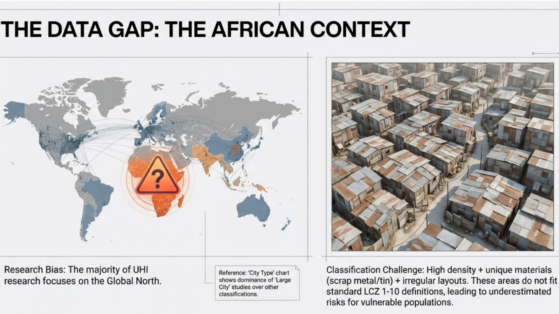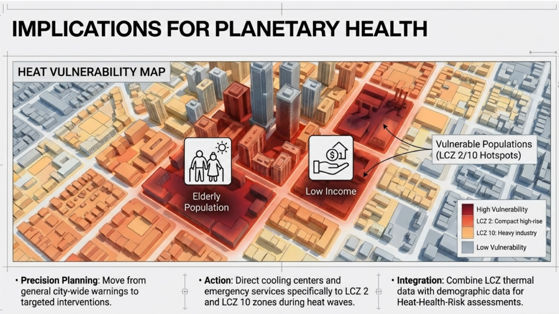And critically, there's a universal intervention that benefits all zones: increase green infrastructure. Trees, green roofs, and vegetated corridors provide cooling benefits across all urban morphologies through shading, evapotranspiration, and improving the microclimate. The beauty of the LCZ framework is that it allows for context-specific solutions.